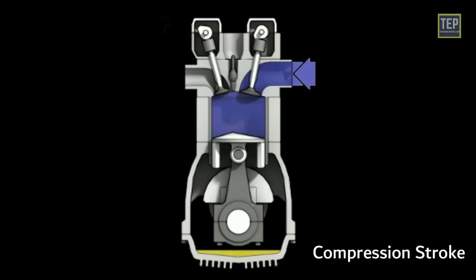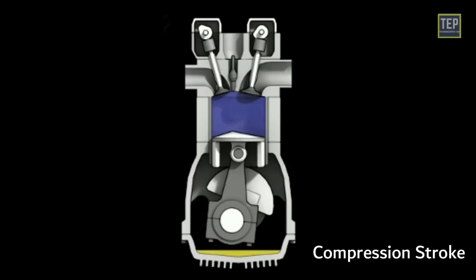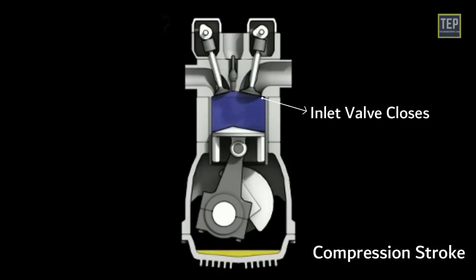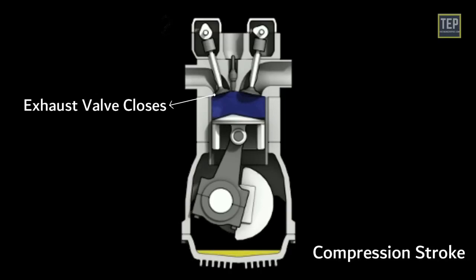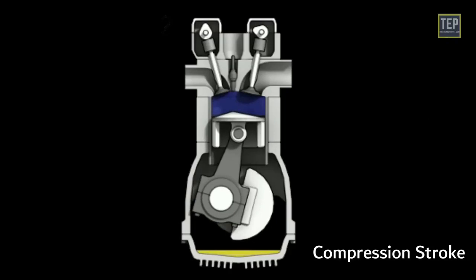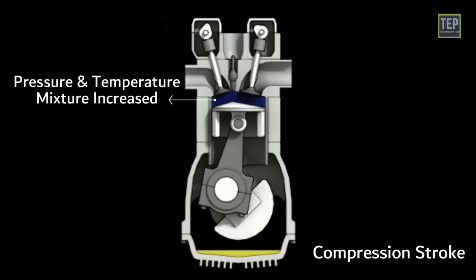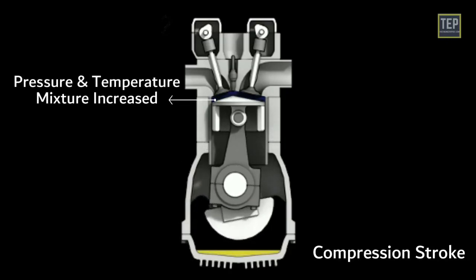Compression stroke. The piston moves up after the intake stroke, the inlet valve closes as the piston moves upward, and the exhaust valve also remains closed. The piston compresses the fuel-air mixture by pushing it upward into the clearance space at the top of the cylinder. The pressure and temperature of the mixture increase during compression.